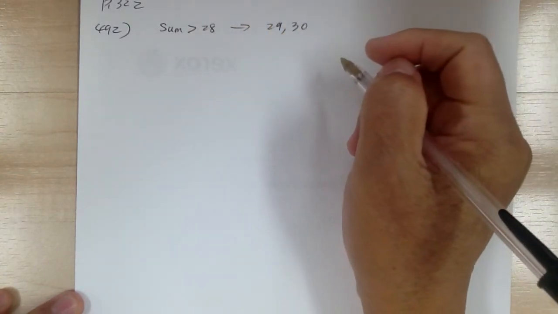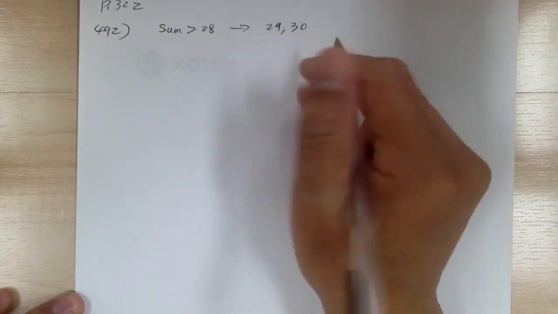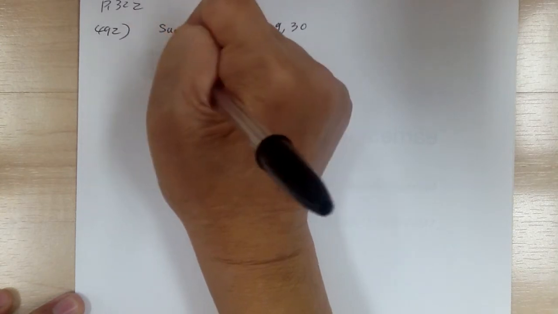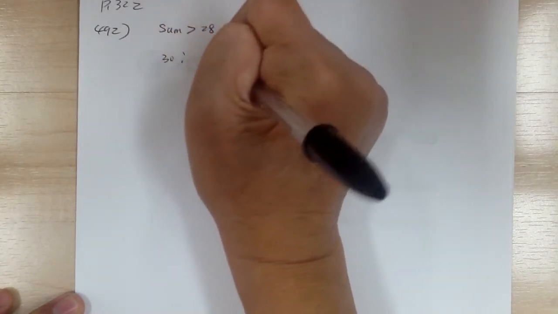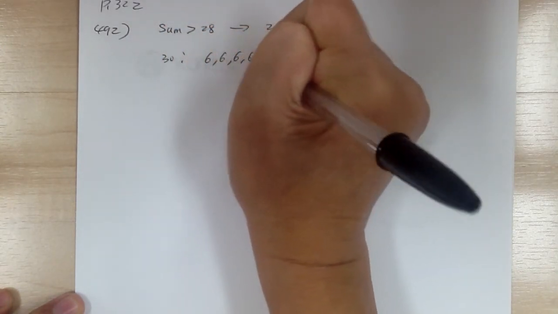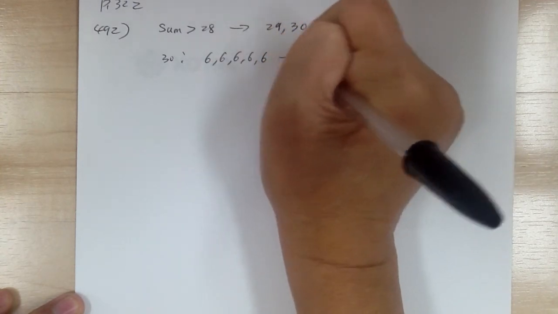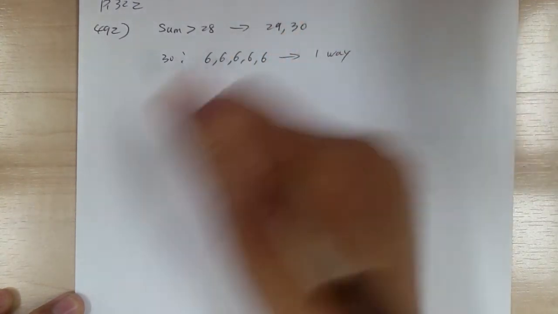Okay. So this is not too bad. Okay, so to get 30, you have to get all 6. Okay, so that means there's only one way. So you have to know how to count.